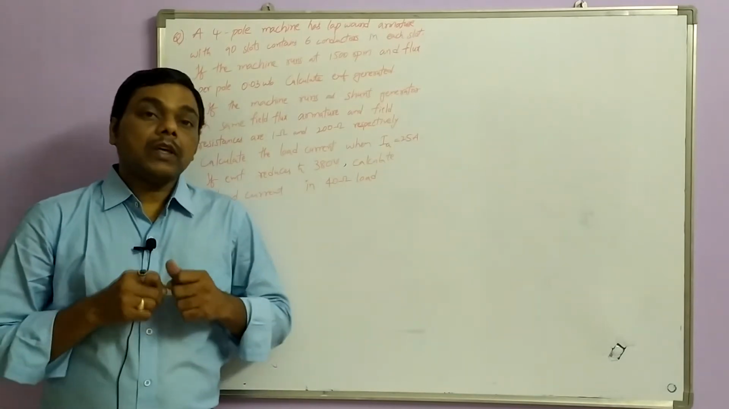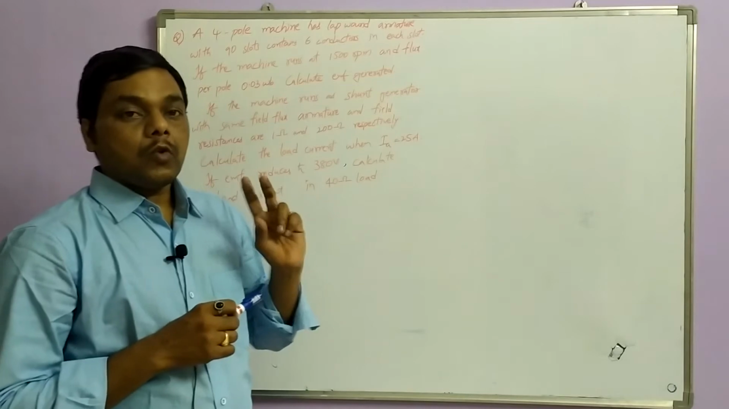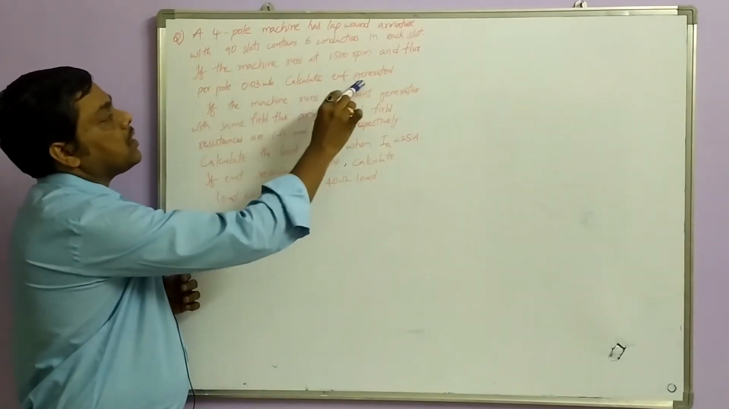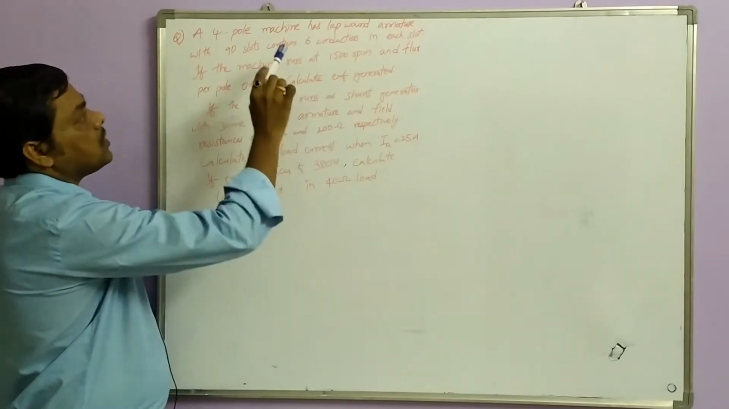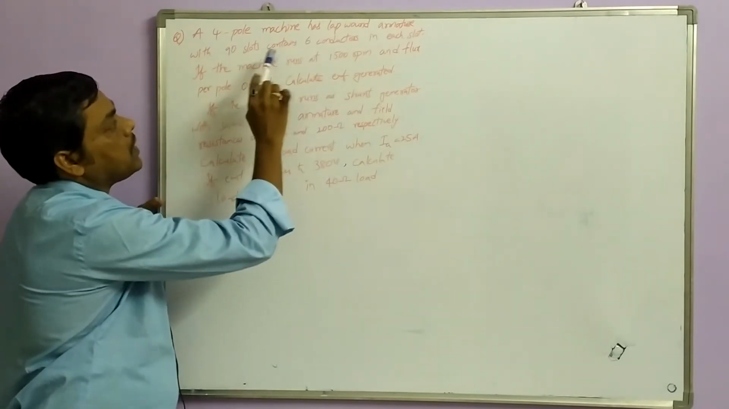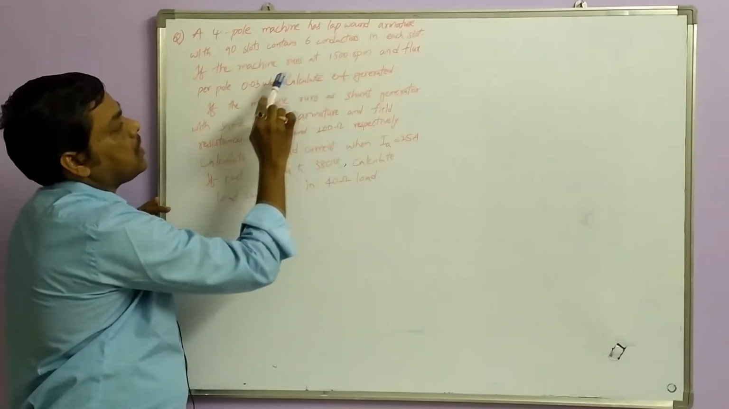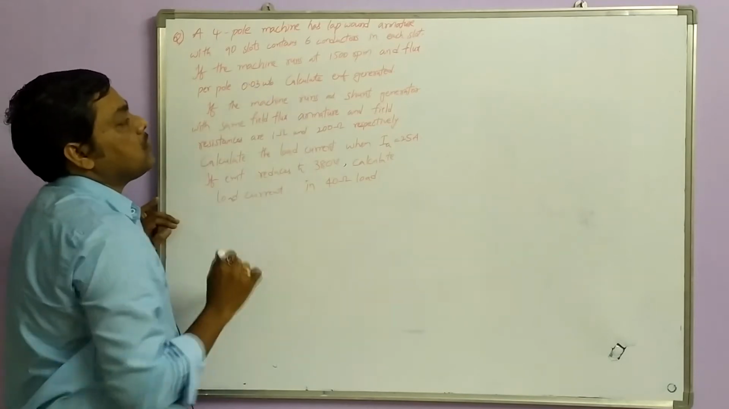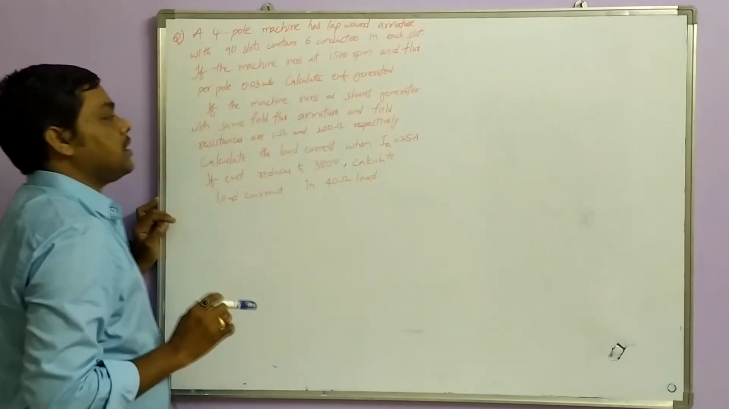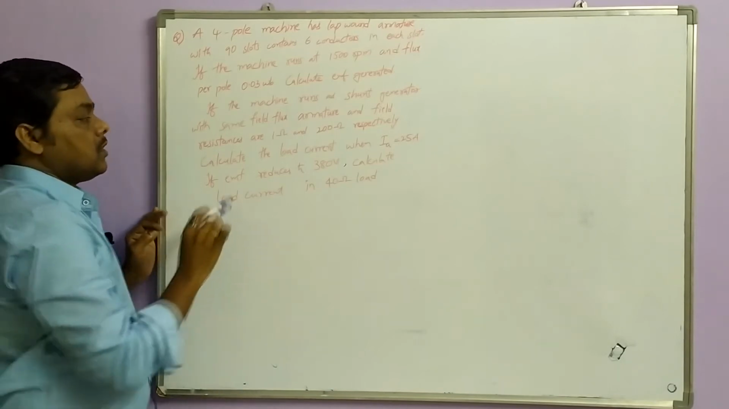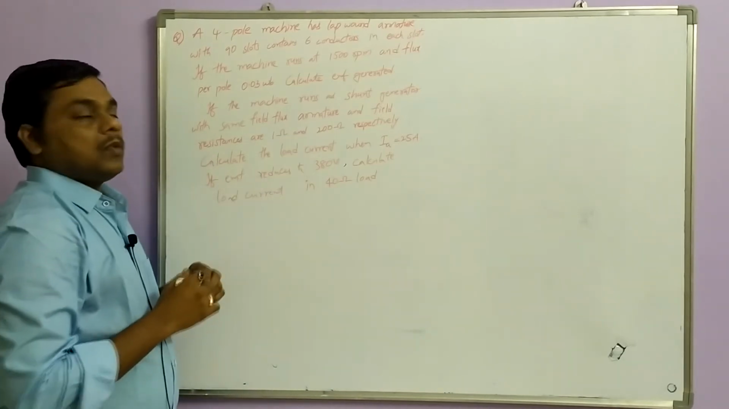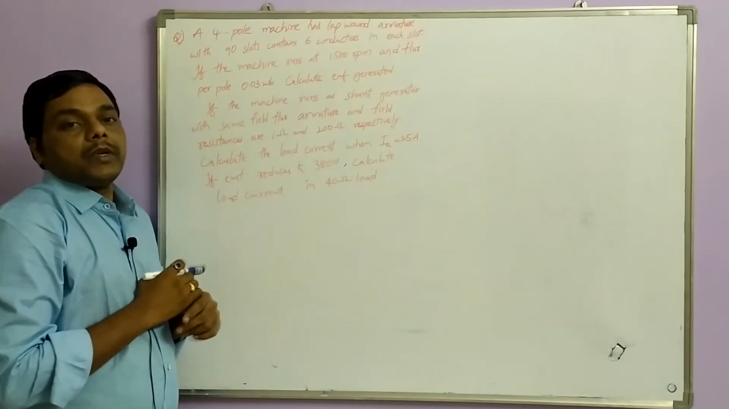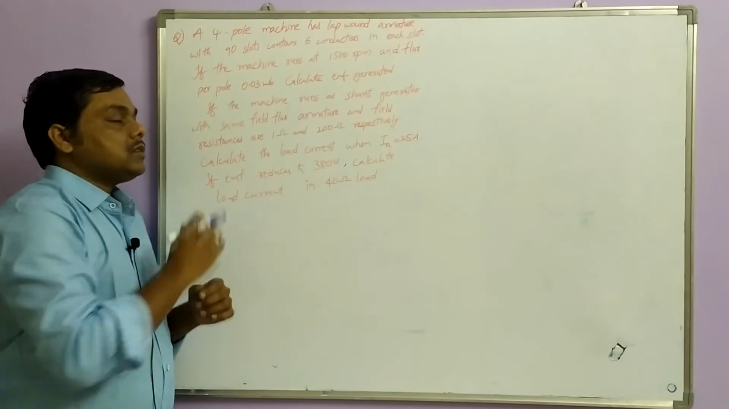Now, if you clearly observe this problem, there are two cases. Now in the first case, he is asking for the generated EMF of the machine having 4 poles, 90 slots, 6 conductors at 1500 rpm and flux per pole 0.03 Webers, as a shunt generator, and resistances remain the same, and armature current is directly given, so 25 amperes. This is the first case.